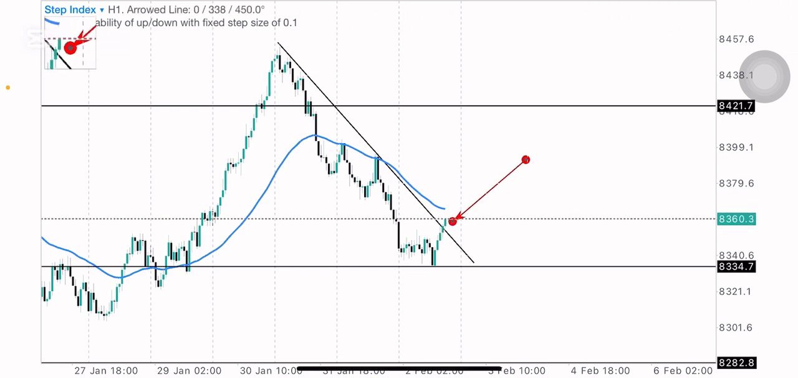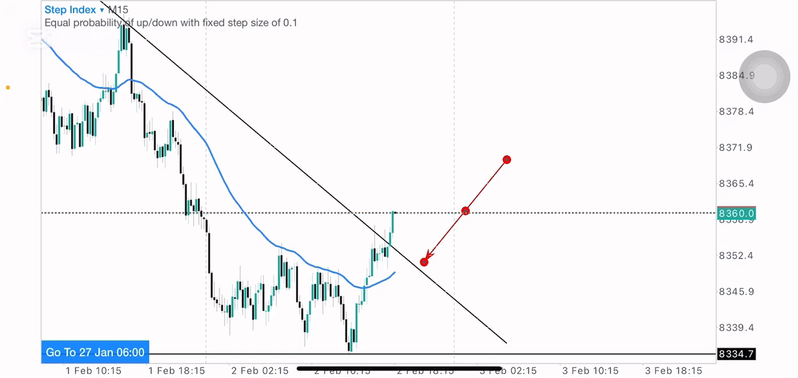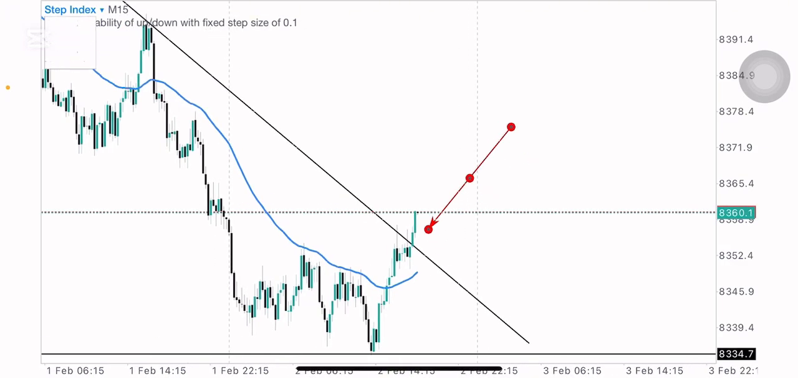So we've got a break of trend line. I want price to pull up and come down. Now let's go to our entry time frame. You see what's happening here, you understand better. Okay, good. So this is what is happening here.